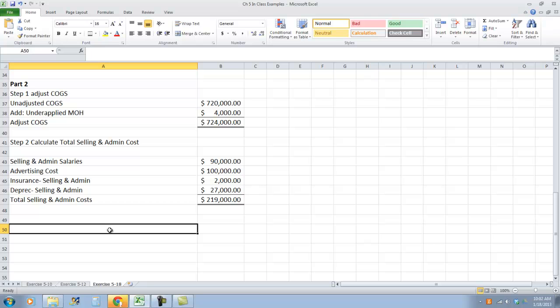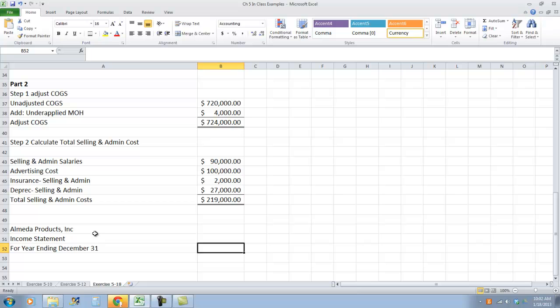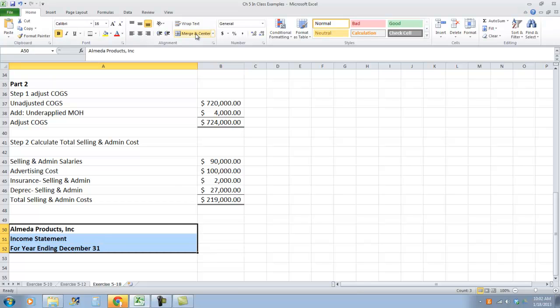Now that we have selling and admin cost and the adjusted cost of goods sold, we can complete the income statement. So it's Almeida Products Inc. Income statement for year ending December 31st. Okay. These bold. I'm going to merge these over.